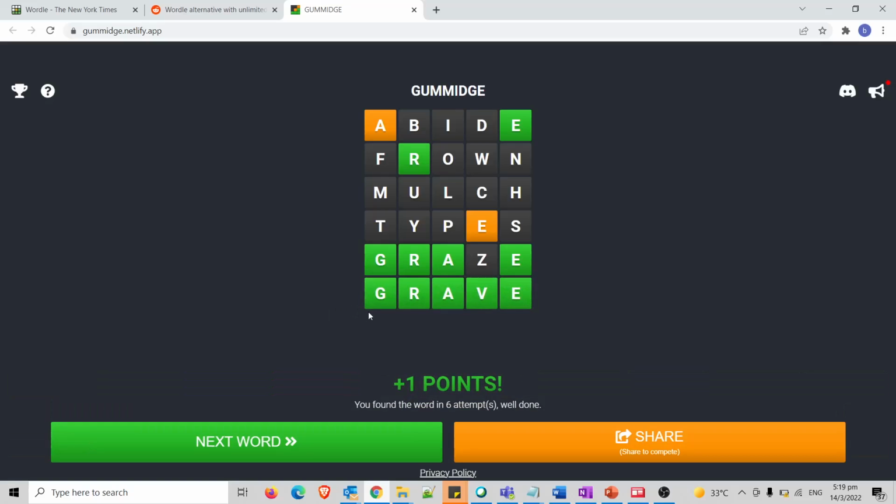So grave is our word. I tried graze, but I should have tried grave earlier, because like I said, V is used more frequently than C.